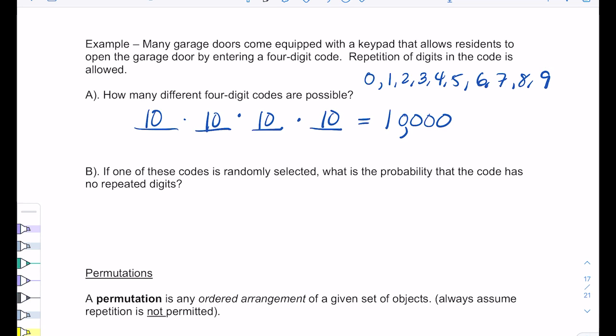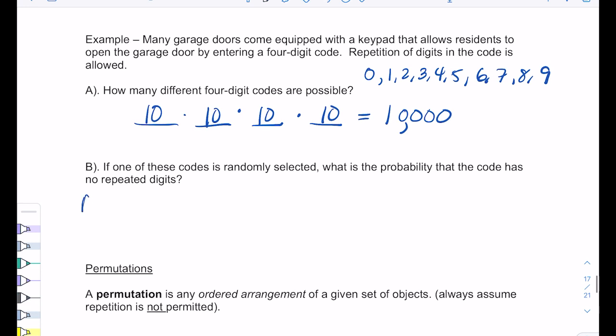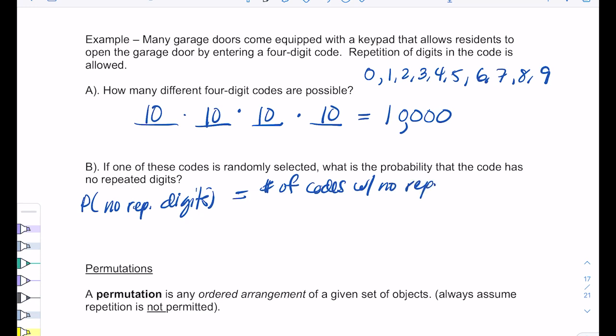Okay, so my next question is, if one of these codes is randomly selected, what is the probability that the code has no repeated digits? So I'm looking for the probability of no repeated digits. That's going to be the number of codes with no repeated digits over the total possible, which is our definition of probability.